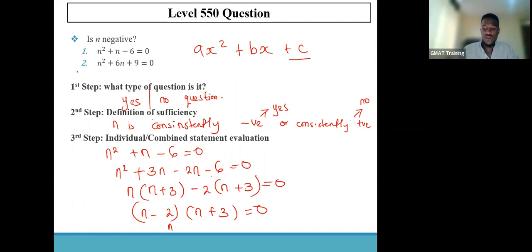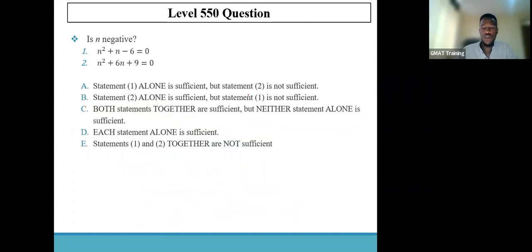And in the answer choices that we had here, if we are applying the decision tree, you'd cancel out choice A. And also, since we can't say that statement 1 is sufficient, we also cancel out choice D. We are left with three answer choices, B, C, and E.